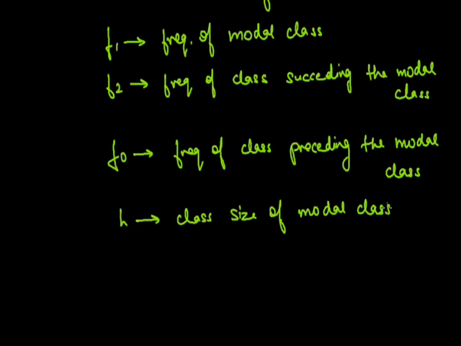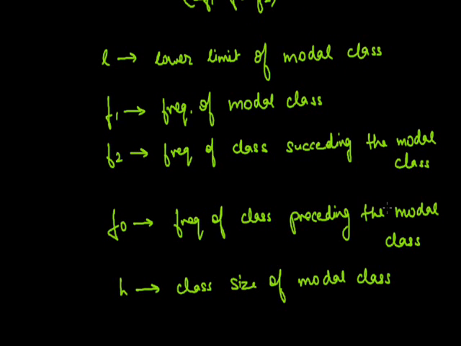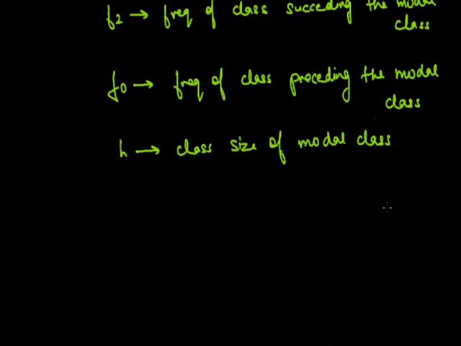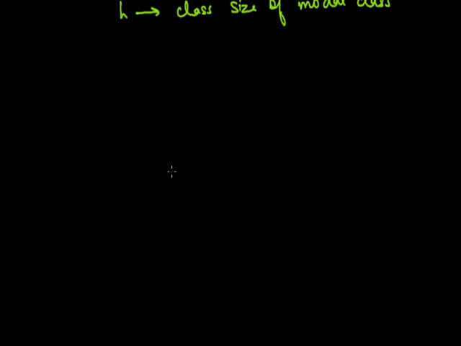So as we have seen, everything depends on the modal class. So definitely first we need to find the modal class, then accordingly we can easily find the mode of the data given. We'll understand how to find the mode with the help of an example. First we'll write down the example as class intervals and frequency.